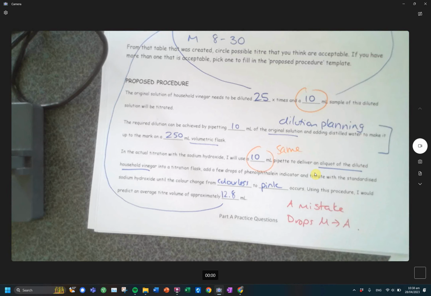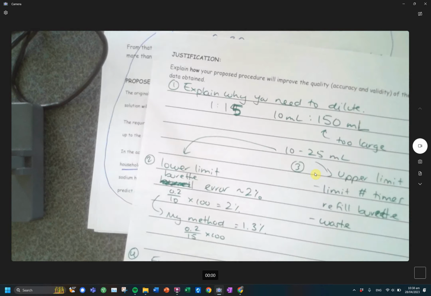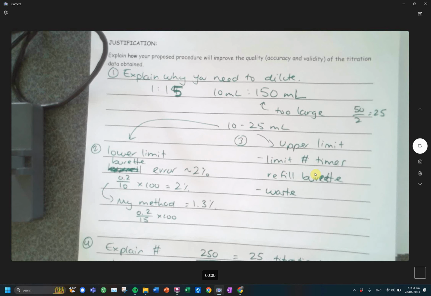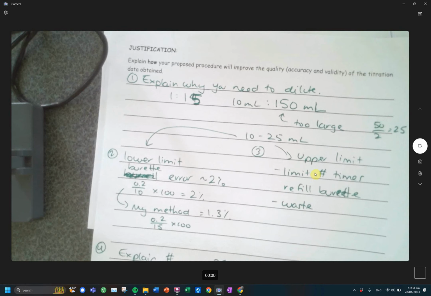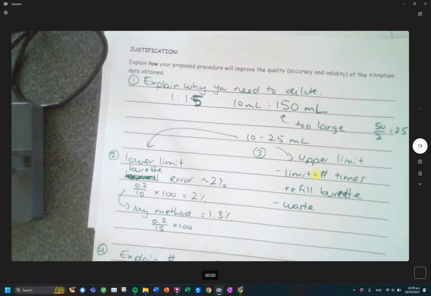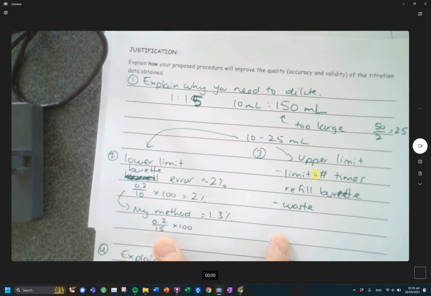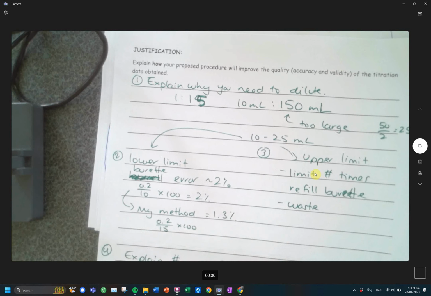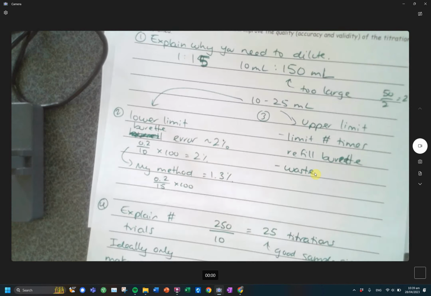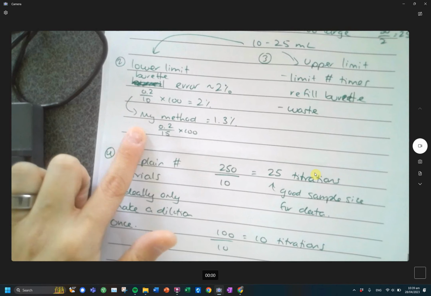The other thing to keep in mind is that if you are aiming for excellence, you are doing the next page. I haven't printed it off in the practice versions because it's more or less the same essay over and over again. You just swap some numbers out. But for the excellence, I'm looking for you to justify why you needed to do the dilution, what are the upper and lower limits, why are there the upper and lower limits, really talking about that percent error, and then tying it back into your selected method.